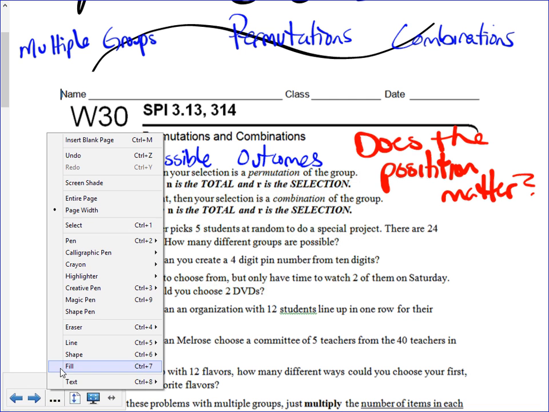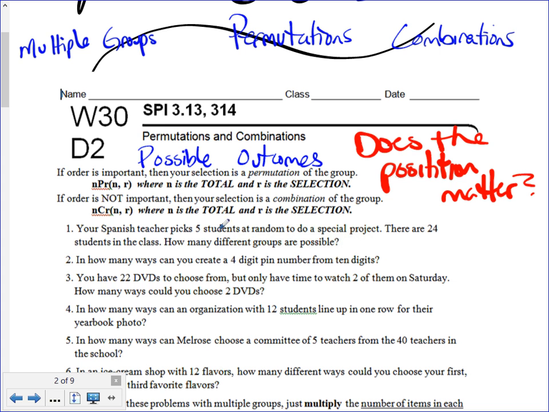Number 1, your Spanish teacher picks 5 students at random to do a special project. There are 24 students in the class. How many groups are possible? The key to this: does the position matter? Here's the key. There's a group, okay? I'm going to make it a group of 3 to make it easier for you. So we're in our class. I'm going to put you into groups.